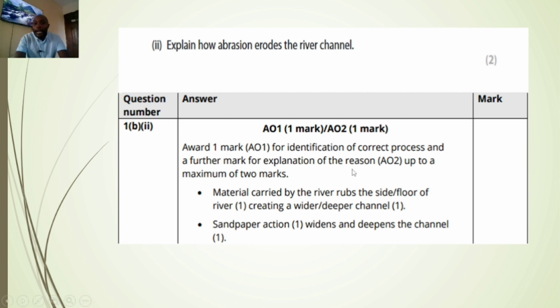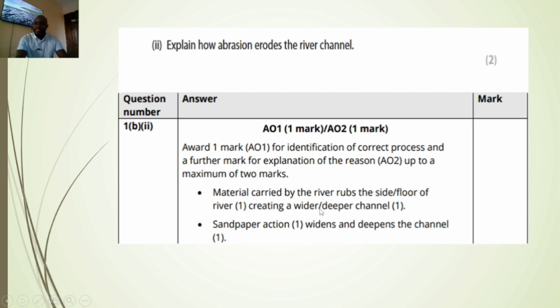So you award 1 mark for the correct identification. Remember, you are told to explain, and please always take this into consideration. Make sure you explain, don't just state. Stating, you can just give a statement, but explanation, you have to explain it fully. So abrasion, what is it? Materials carried by the river rub the sides or floor of the river, you get a mark. And then creating a wider, deeper channel, you get another mark because you've explained fully. But when you just say materials carried by the river rub the side or floor of the river and then you're done, you won't have explained it fully.